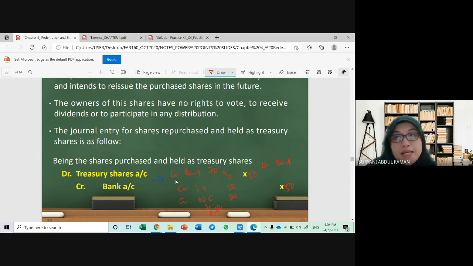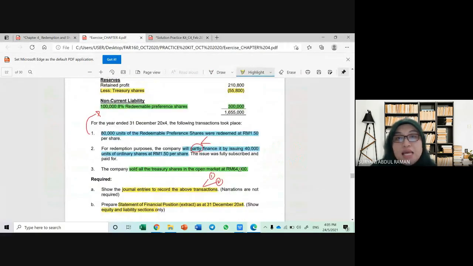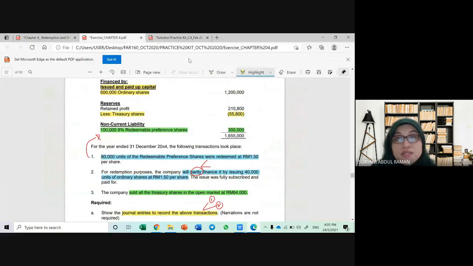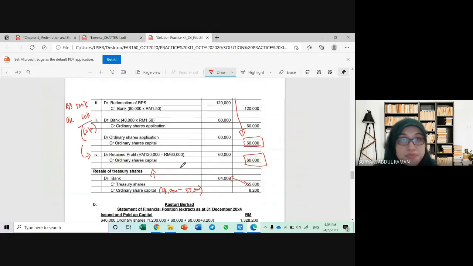But let's say you are selling at a lower value, say you are selling at 40, so the cost is 50, right? So you have a shortage of 10. So where to record the 10? The 10 ringgit will be recorded on the debit side and it will be written off under retained profit or retained earnings. So there are two ways to record based on the transaction. So since you are selling at an amount above its cost, you will have a profit of 8,200 and it will be credited to the ordinary share capital account. Is that clear, class?